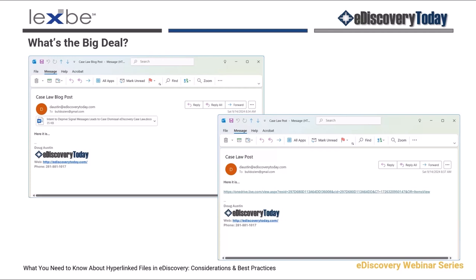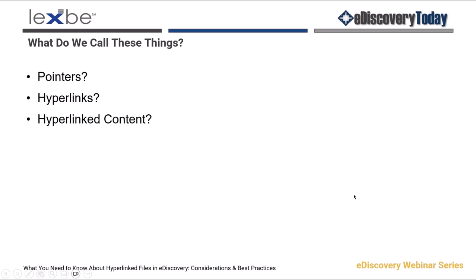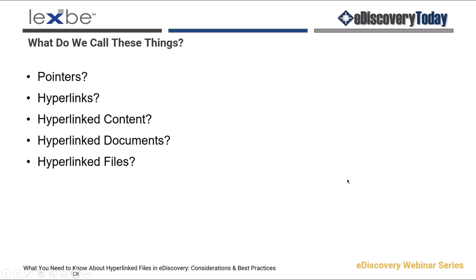That's why hyperlinked files are beginning to create considerable havoc for eDiscovery professionals, and there's a lot of disagreement on how these files should be handled in discovery. In fact, we can't even agree on what to call these things. Should we call them pointers or hyperlinks, or hyperlinked content? Some people think this issue pertains to anything that can be hyperlinked. Or are they more specifically hyperlinked documents or hyperlinked files? Some people think this issue just pertains to those and not to just anything hyperlinked.